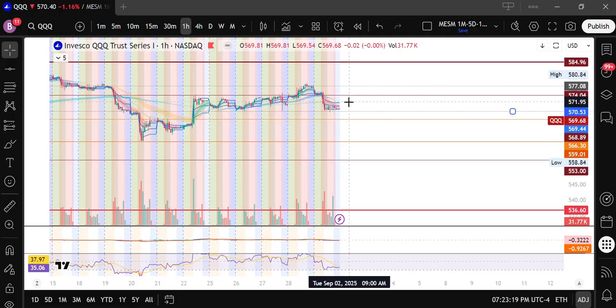And again, on this top level, it also has high probability to bounce off of this support level to go back and retest this 574. And this is within the day. So Tuesday, you would look for this activity on QQQ to take advantage of. So that is the importance of top-down analysis with your stock charts.